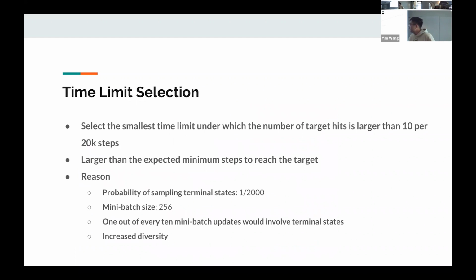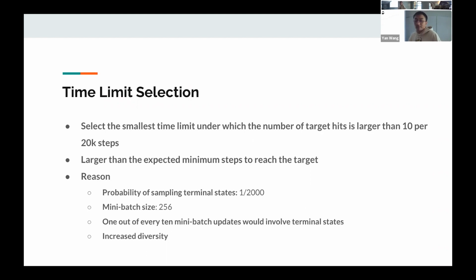So based on our observation, one strategy for time limit selection is to choose a time limit as small as possible, as long as there is a sufficient number of target hits and it is larger than the expected minimum steps to reach the target. We consider that achieving an average of 10 target hits per 20K steps is sufficient for successful learning. So why did we choose the number 10 here?